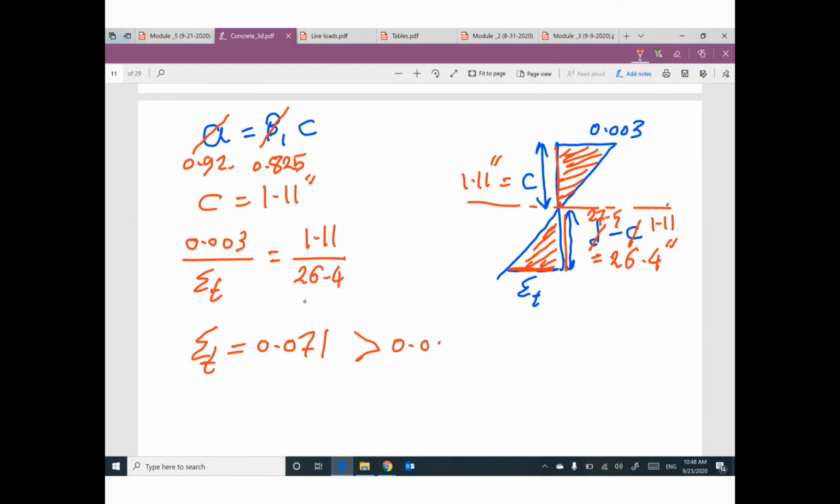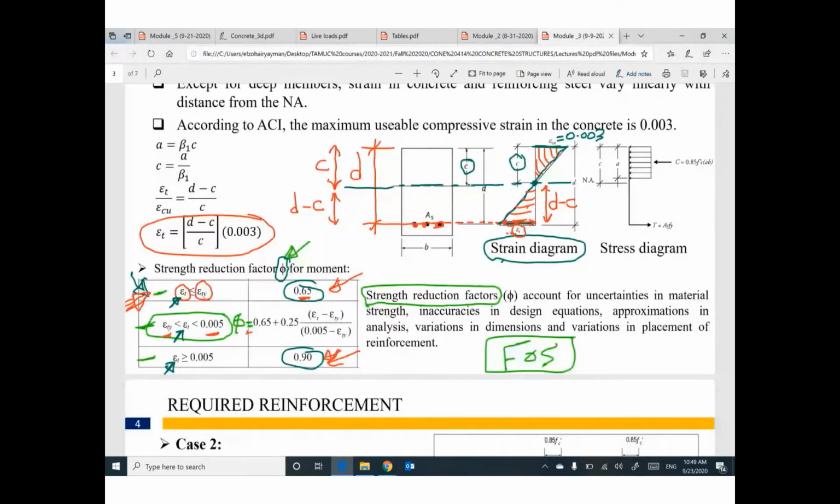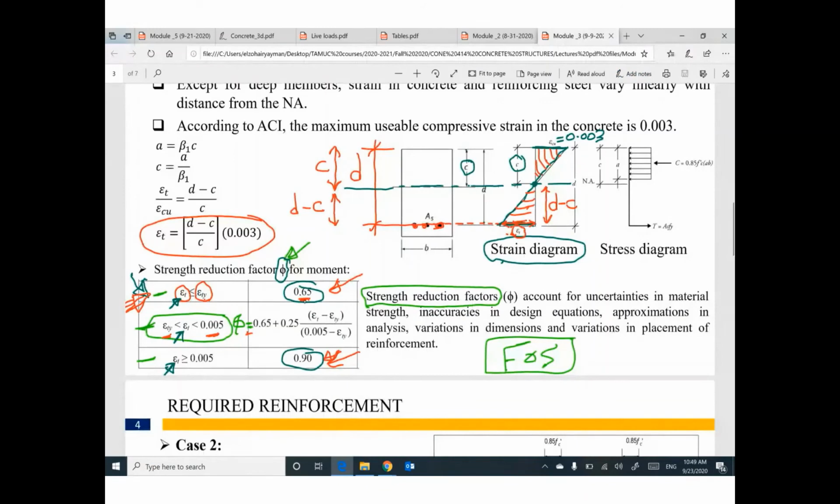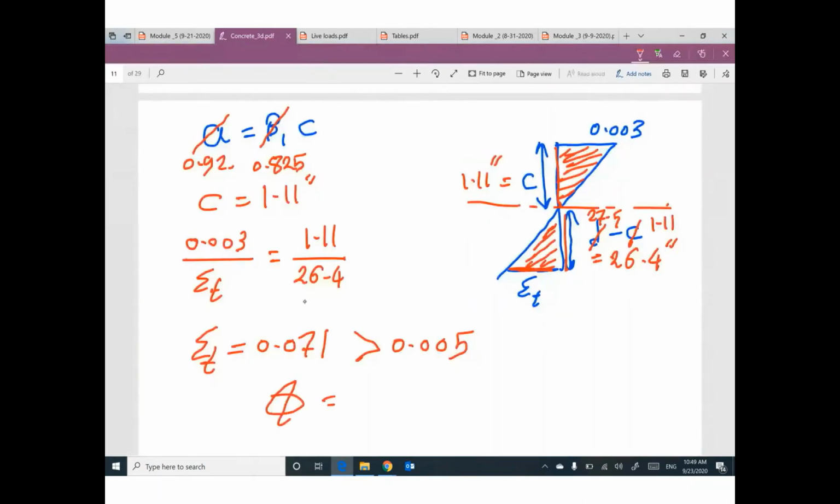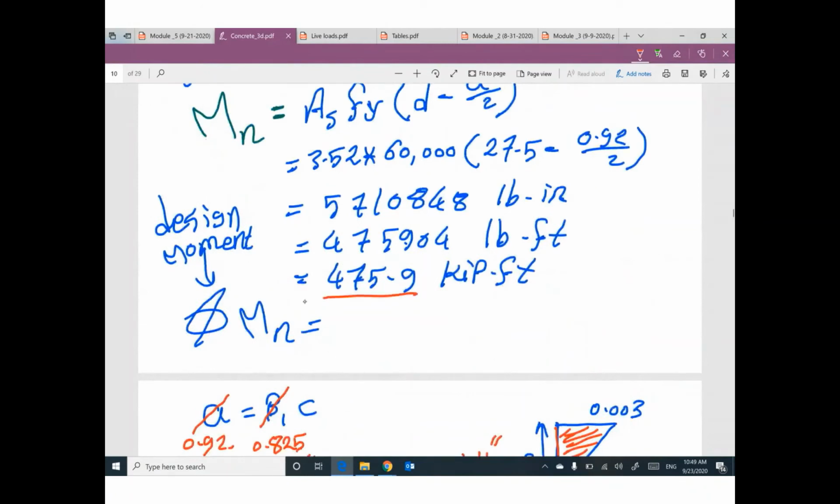So if you go back to module number 3, if your strain is greater than 0.005, your value of phi will be 0.9. So phi will be 0.9. So go back, multiply this number by 0.9. 475.9 times 0.9 equals 428.31 kip-foot.